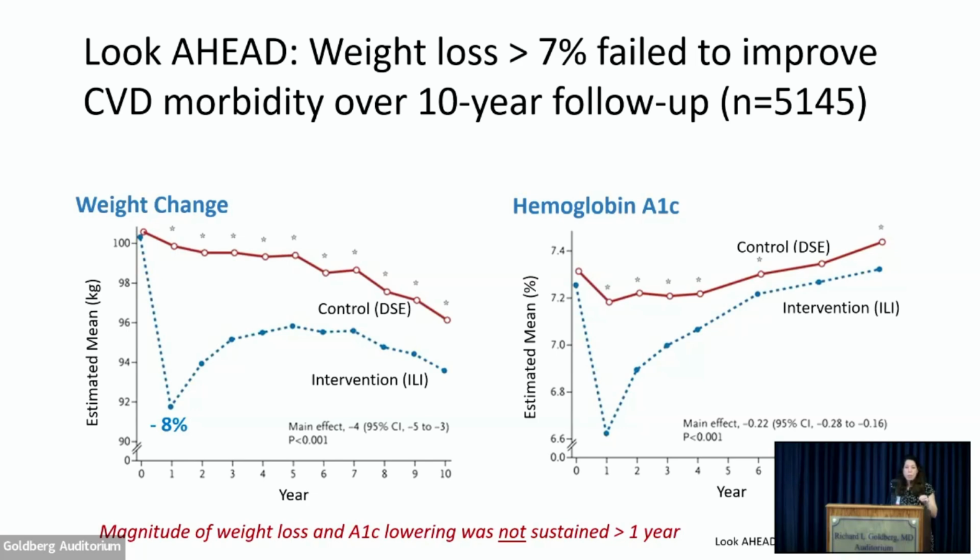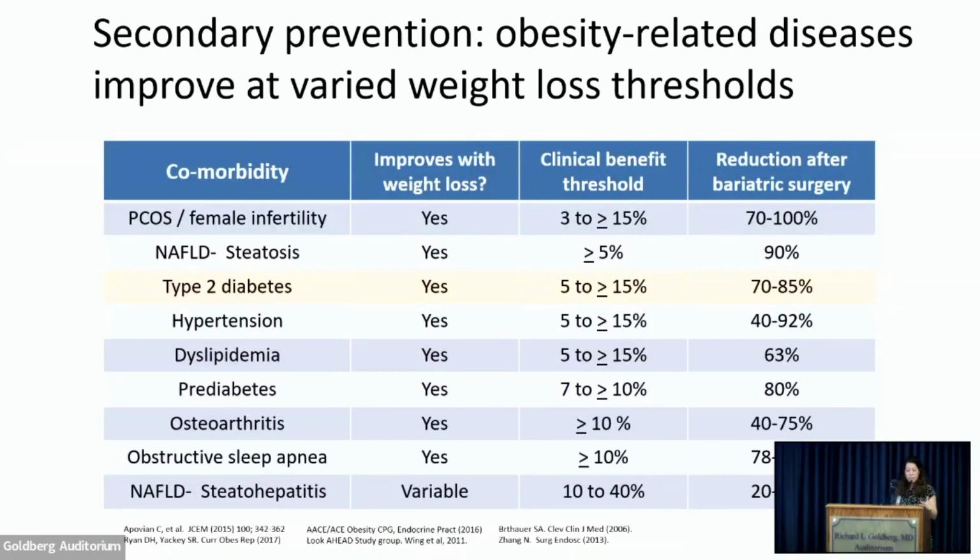So the take home is that you have to have greater weight loss in order to see better benefits for folks who already have high-risk cardiometabolic disease, aka type 2 diabetes. And the reason this happens is because different obesity-related diseases improve at different weight loss thresholds. And so diabetes, again, it could be as little as 5%, but on average, what we know from bariatric studies and more aggressive interventions is that really 10 to 15% is what's necessary, which is why it improves so much better after surgery.